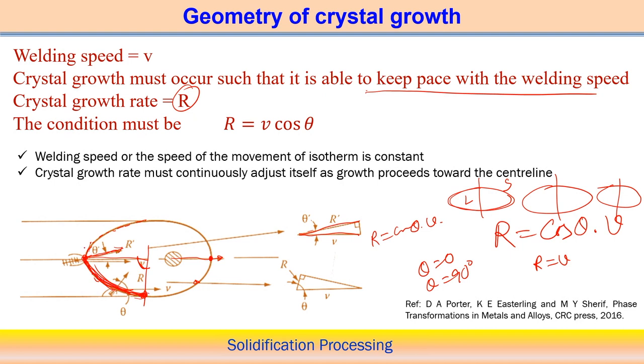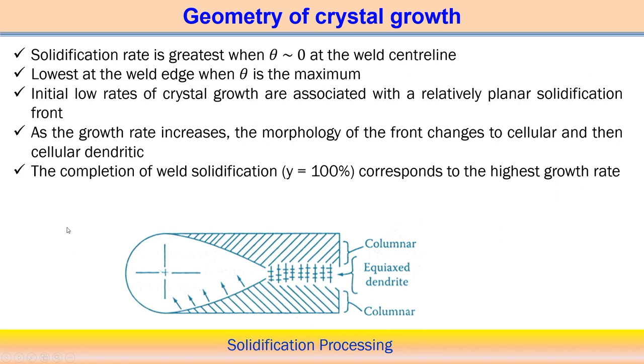So, the growth rate has to be adjusted, and we observe there is a variable growth rate in the welding process. When the growth rate is variable, it also influences the solidified structure in the welding process. We can see further that the solidification rate is the greatest at theta equal to 0, that is, at the central line, where it is equivalent to the welding velocity, but lowest at the edge when theta is maximum. So, when theta equals 90 degrees in the ideal situation, R, the growth rate, equals 0.